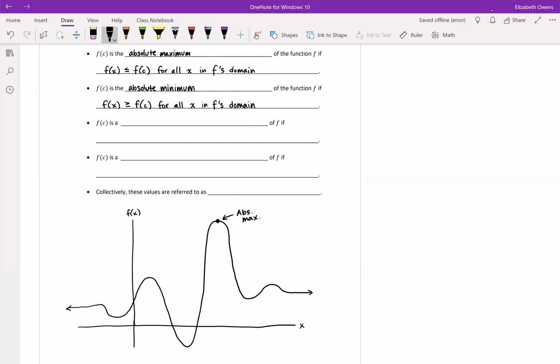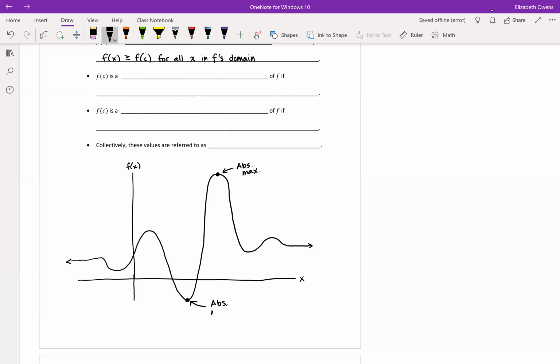And then our absolute minimum would be the absolute lowest y value on the whole function. And that would be down here. We're assuming that it doesn't go off to infinity in either direction, by the way, or get some sort of asymptote there. Okay, so that right there would be our absolute minimum, or abs min for short.